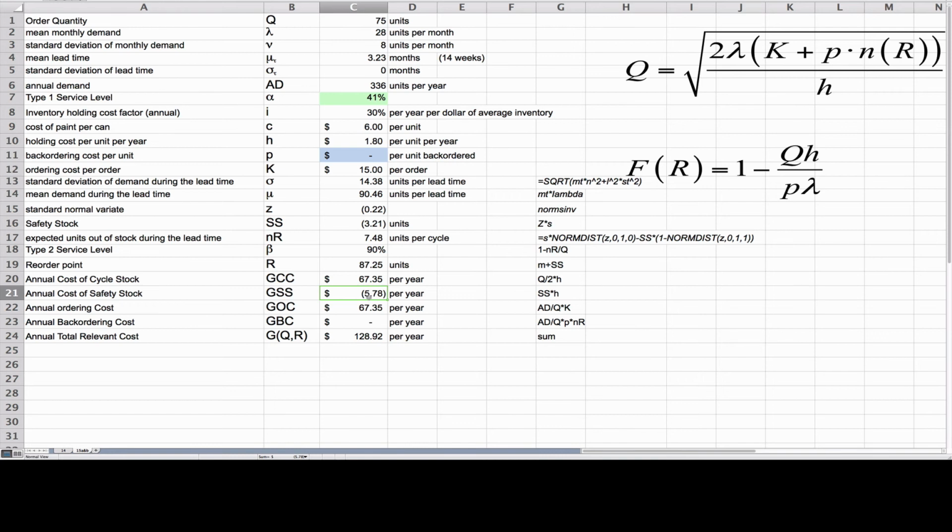So this answers questions 15A and B, and in addition, we define the managerial RQ policy for a given fill rate or type 2 service level target of 90%.